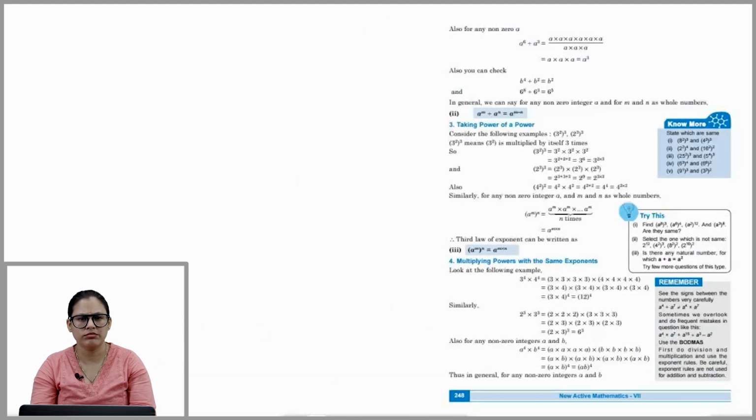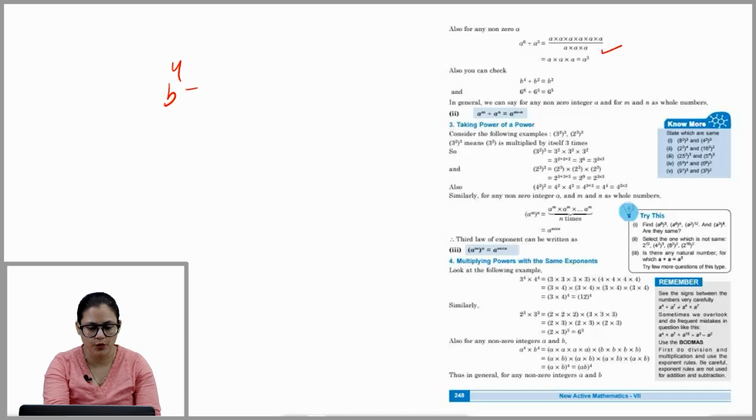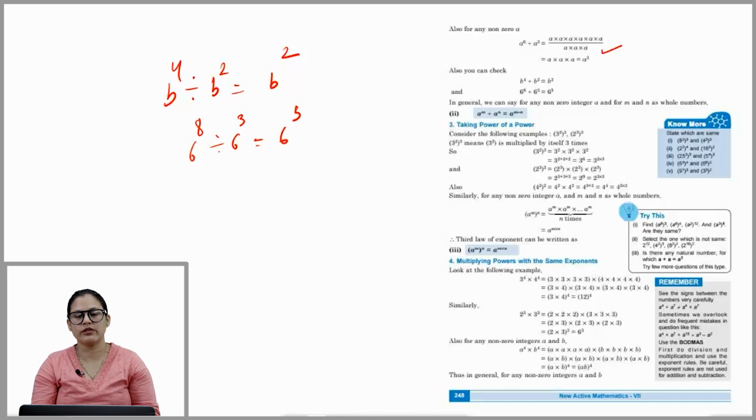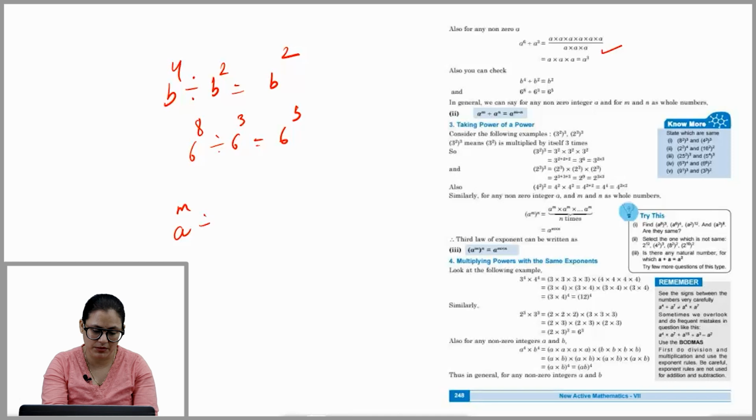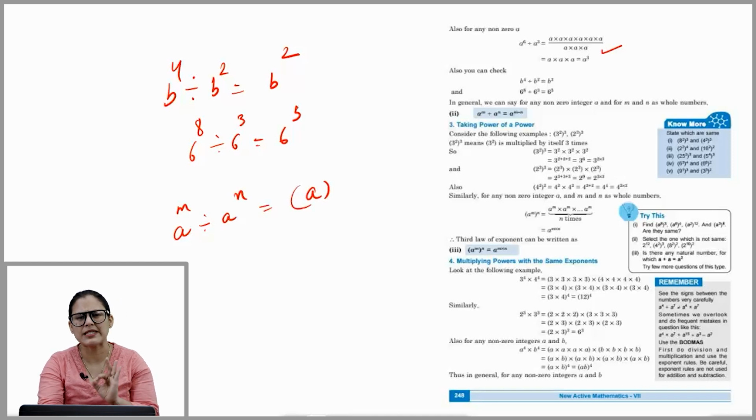Also, for any non-zero A, A raised to the power 6 divided by A raised to the power 3 is what? A raised to the power 3. Also, check B raised to the power 4 divided by B raised to the power 2 is equal to B raised to the power 2, and 6 raised to the power 8 divided by 6 raised to the power 3 is equal to 6 raised to the power 5. So, in general, we can say for any non-zero integer A and for m and n as whole numbers, whenever the base is the same and we have to divide them, we will subtract the powers.